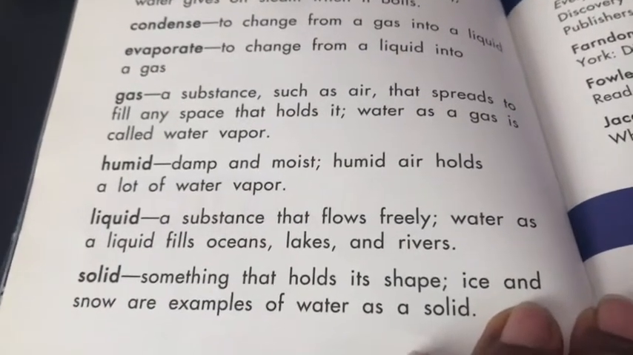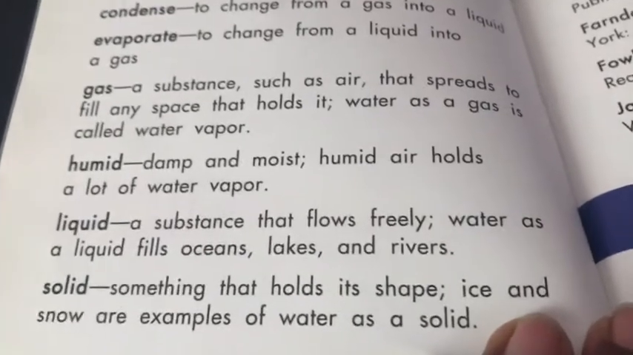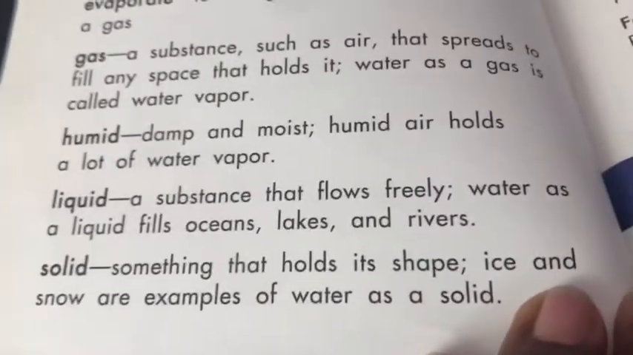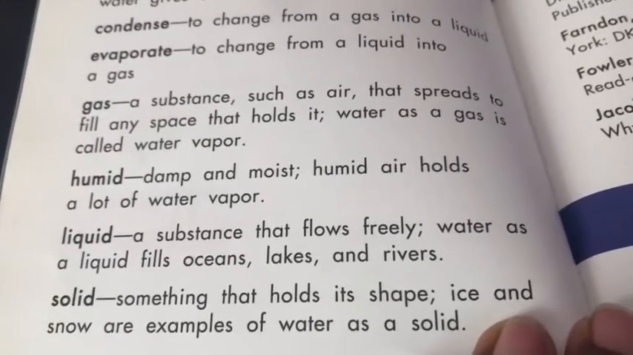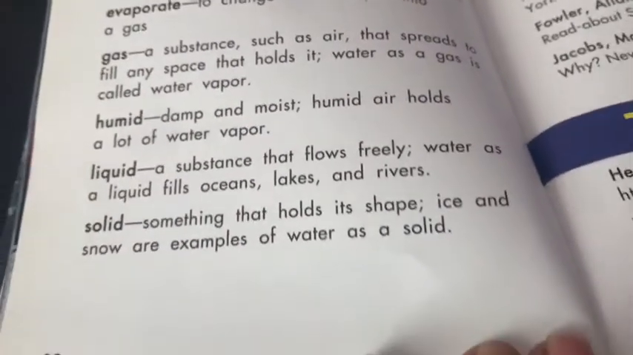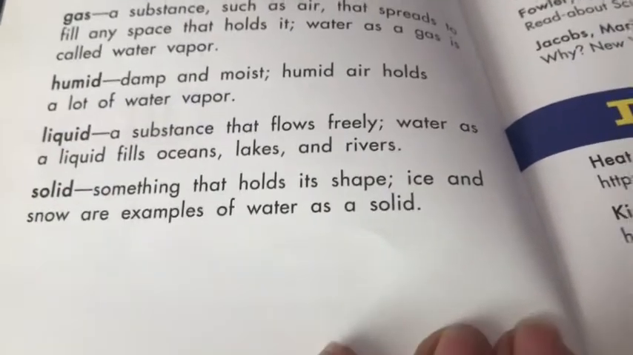So this is a nonfiction book, and in the back you have like an index or a dictionary or a glossary. This would be considered like a glossary. Liquid, a substance that flows freely. Water as a liquid fills oceans, lakes, and rivers. And solid, something that holds its shape. Ice and snow are examples of water as a solid.